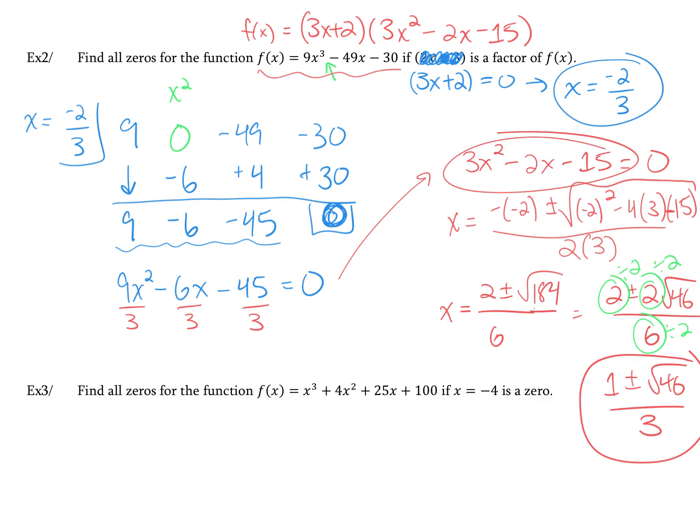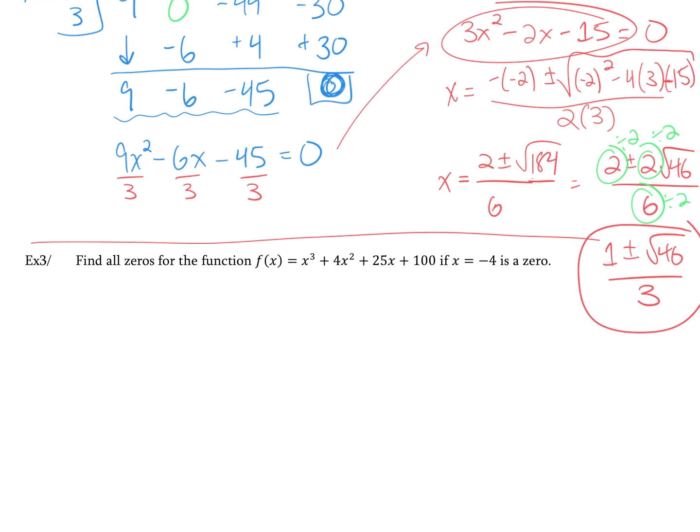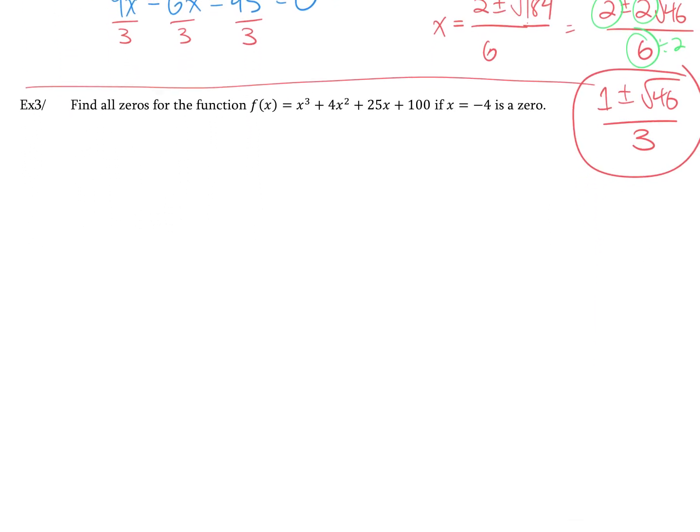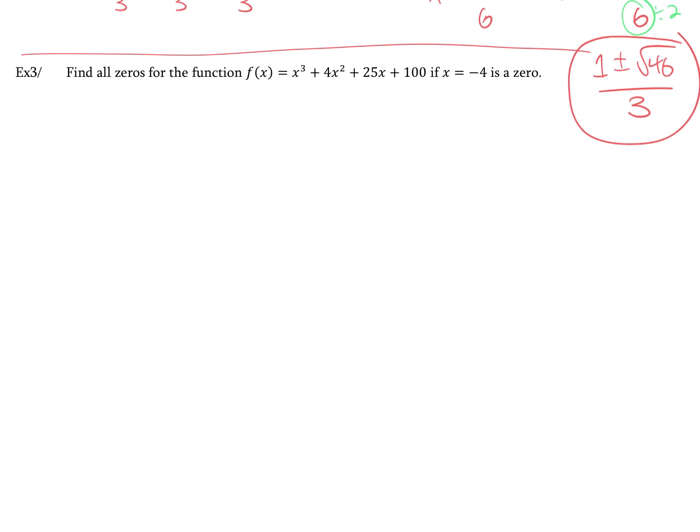All right, let's take a look at example 3. A little bit of a speed run maybe. We know we're finding the zeros. One of the zeros is -4. So go ahead and pause the video. I'll come back in 10 seconds and have the solution, all of it, right down on the page.